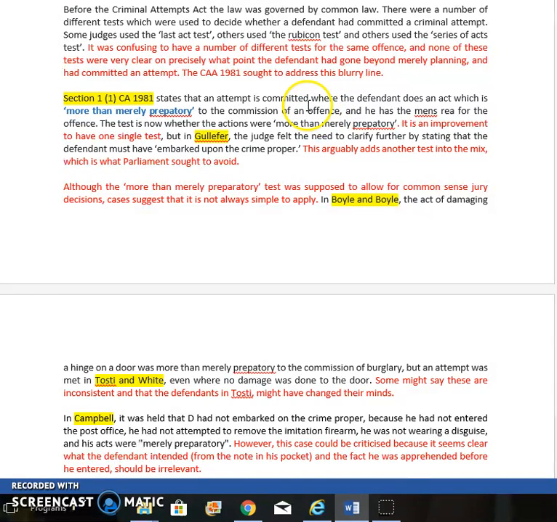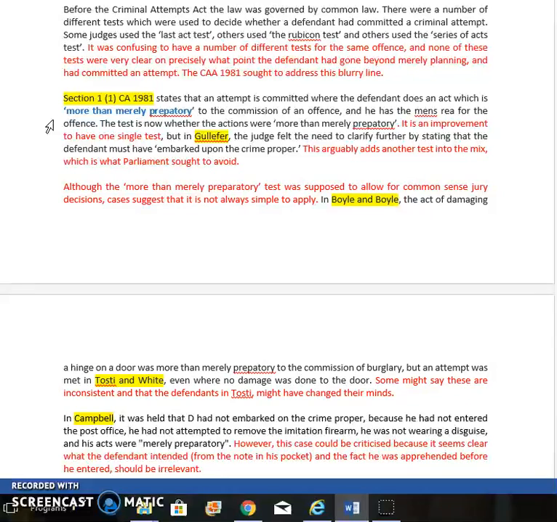So you've committed an attempt where the defendant does an act which is more than merely preparatory to the commission of an offence, and also he has the mens rea for the offence that he's trying to commit. So more than merely preparatory means you have more than merely prepared. And I suppose that's a little bit clearer perhaps than the other sort of vague concepts of burning your boats. And this is the test that we're now supposed to use.